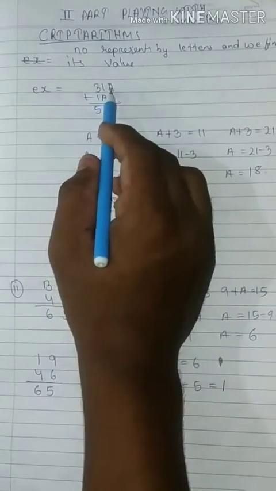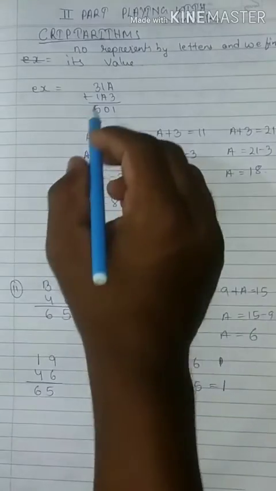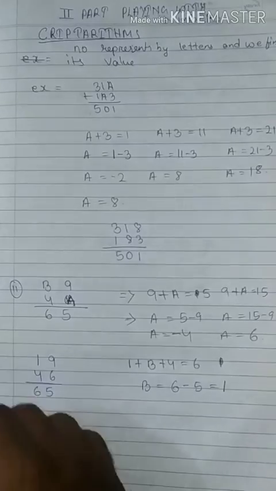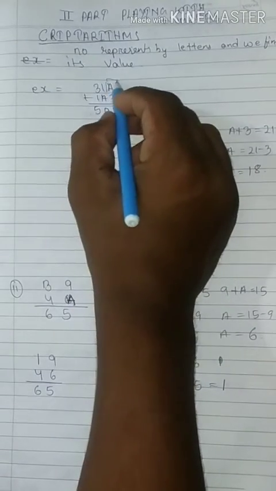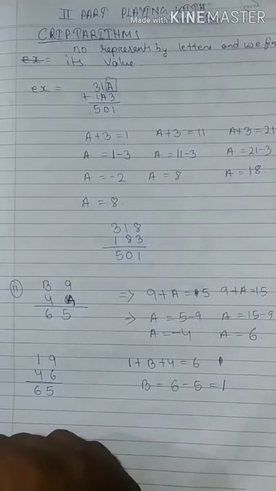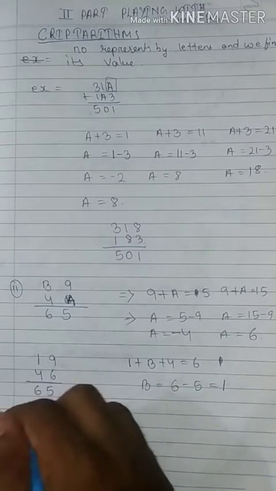Example: 31A plus 1A3, the answer is 501. What is the value of A? We do not know, and how did it come to 501? Now we will find it.